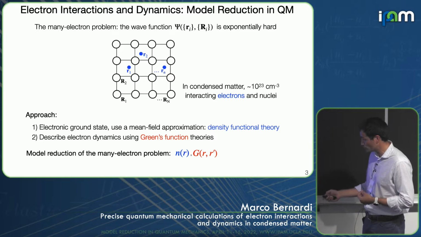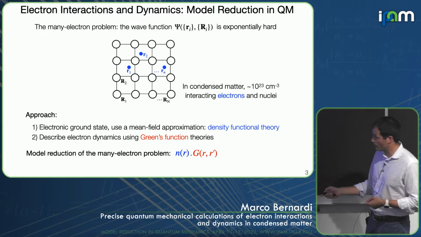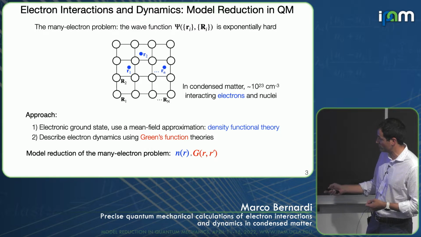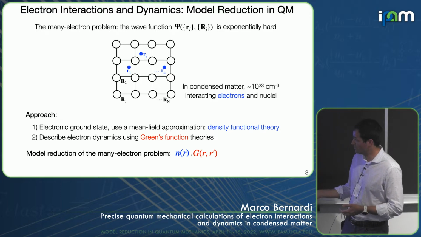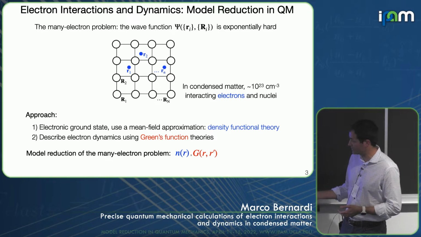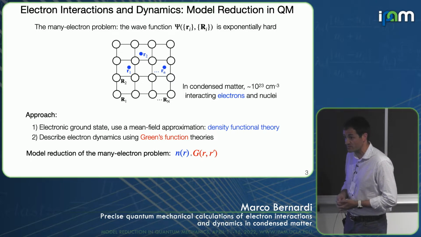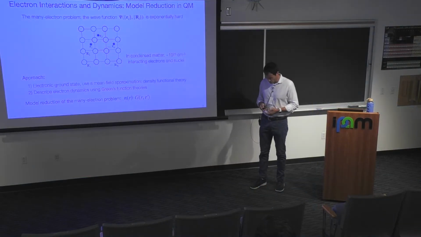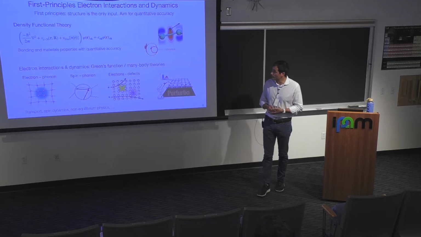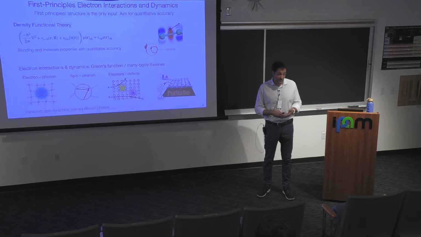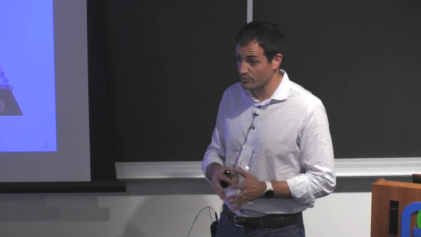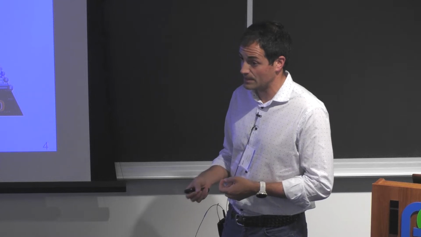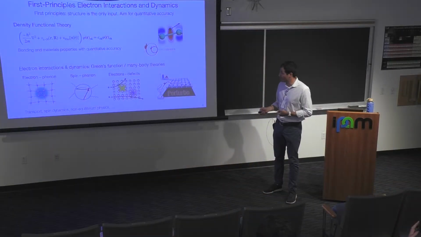electronic coordinates. With these two quantities, first, we compute the ground state using density functional theory, which is a method that is centered on the electron density. And then we use that as a starting point to then describe the electron dynamics using Green's functions and many-body theories. This framework allows us to study electron interactions and dynamics from first principles, which means that the structure of the material is the only input, and everything else is computed from quantum mechanics without using any free parameters in the theory or any other input from experiment.